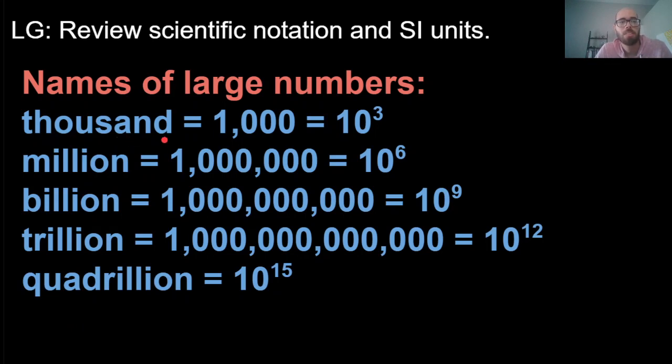The number 1,000 is 1 with 3 zeros afterwards, so 10 to the power of 3. Million is 10 to the power of 6. Billion is 10 to the power of 9. Trillion is 10 to the power of 12. Quadrillion, 10 to the power of 15. Notice the pattern. It goes up by 3s. 3, 6, 9, 12, 15. It's easy. The next one would be quintillion, and that would be 10 to the power of, what's 3 plus 15? 18. 10 to the power 18.